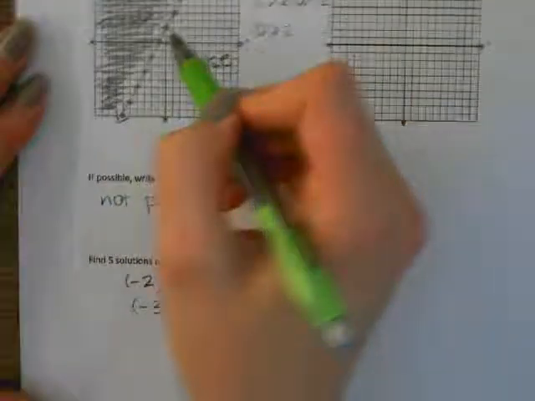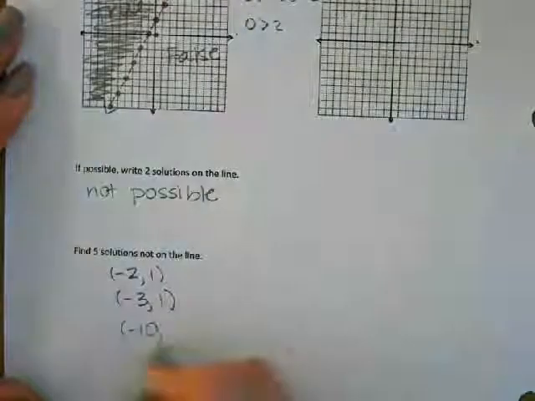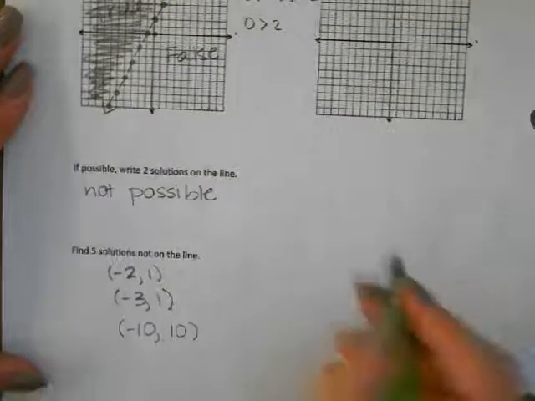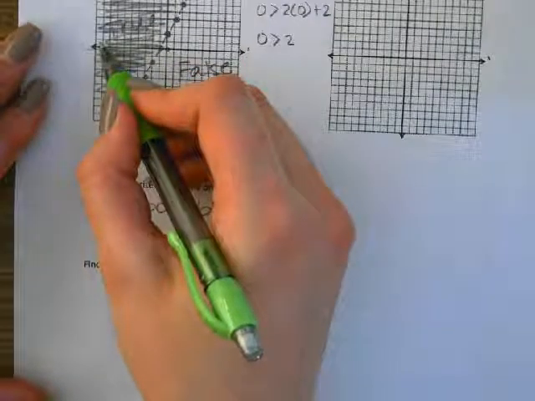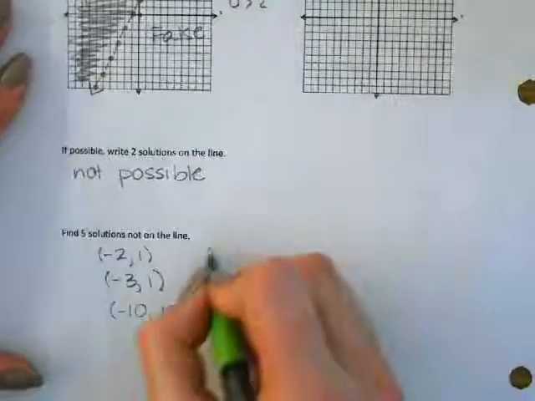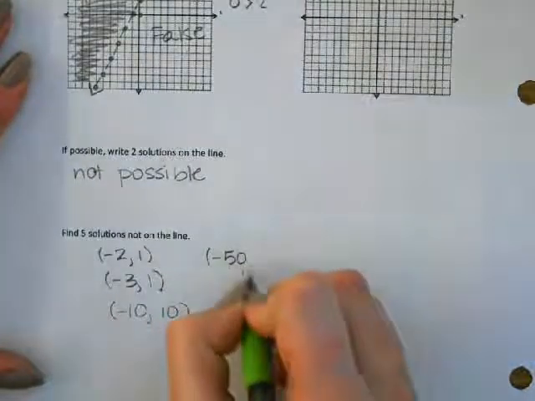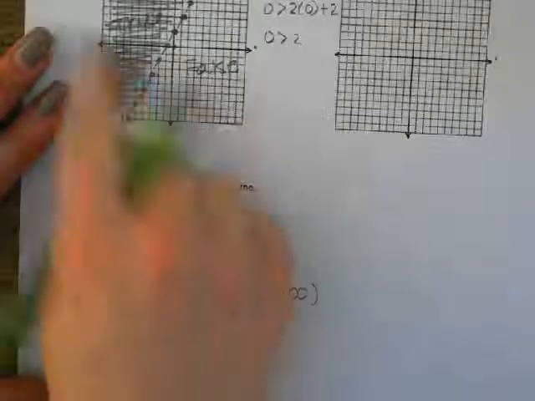What about the point negative 10, positive 10? Would that be in the shading? Yeah, negative 10, positive 10. What about negative 50, positive 1,000? Yes, it would be in the shading. It's just off my graph. So negative 50, positive 1,000, somewhere just over here, right?